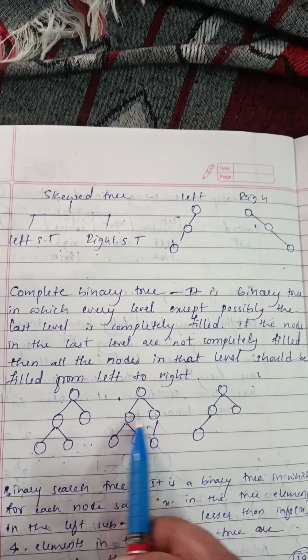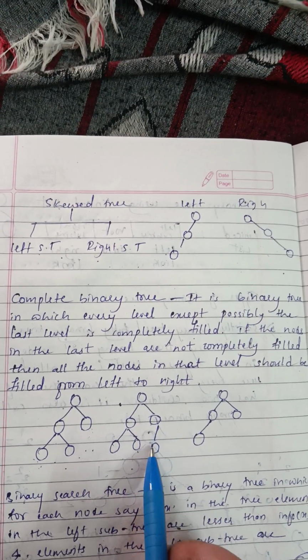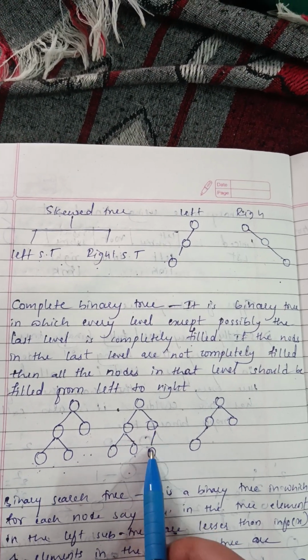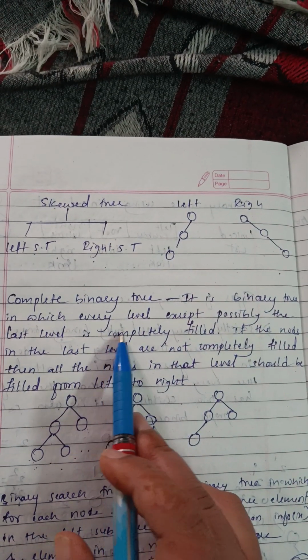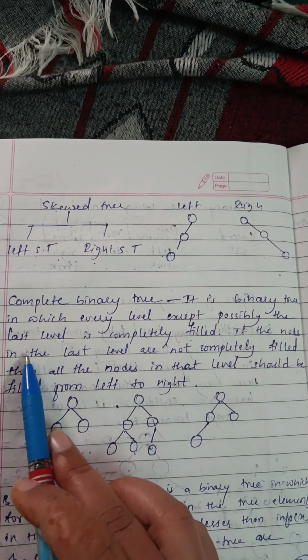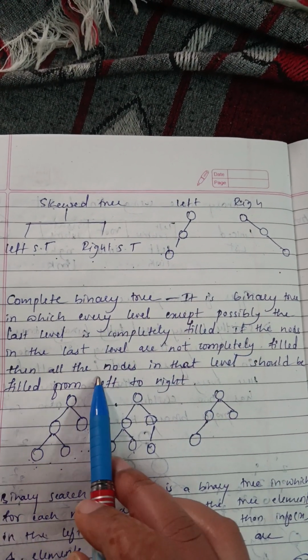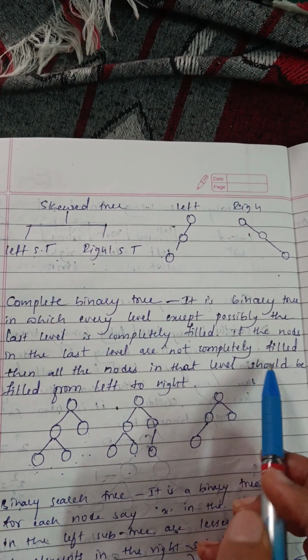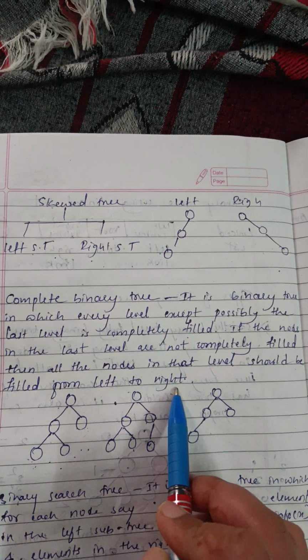Then let's see here, it is filled and here it is also filled, and when it comes to this node, the left side must be filled. See, it is a binary tree in which every level except possibly the last level is completely filled. If the nodes in the last level are not completely filled, then all the nodes in the level should be filled from left to right.